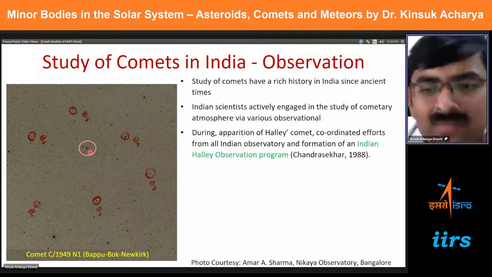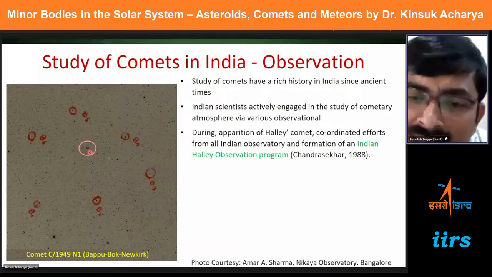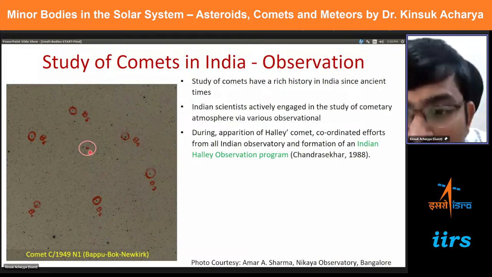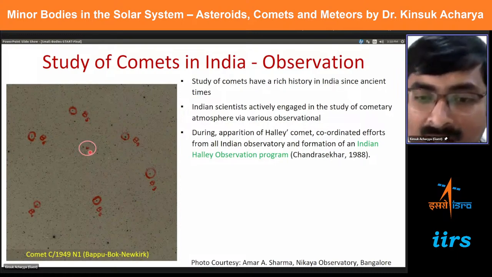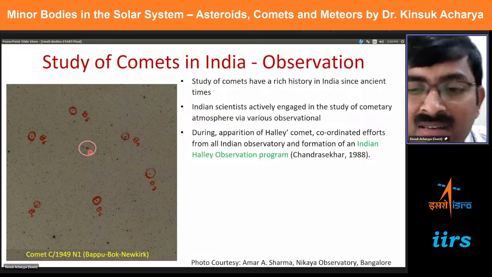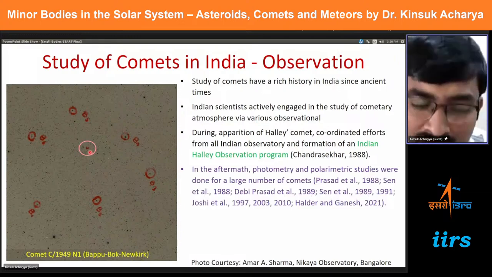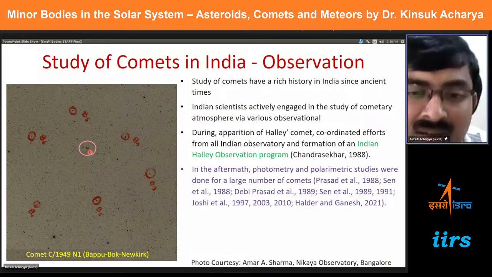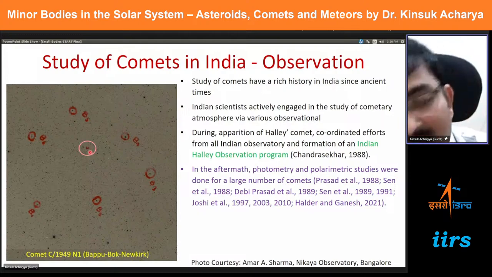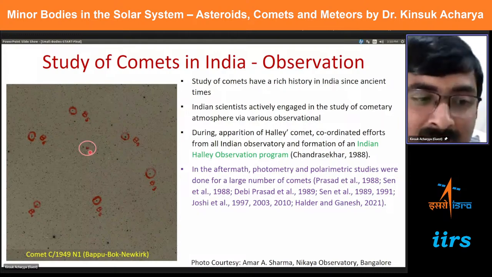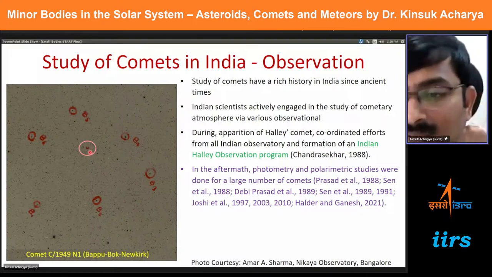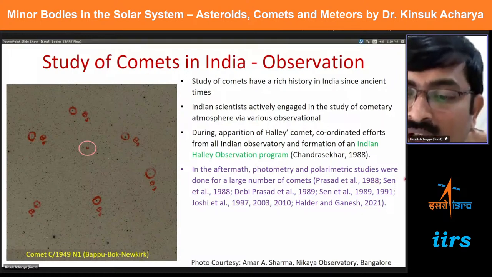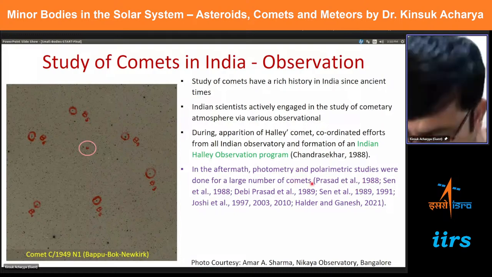And after that, during Halley's comet, in India we had a Halley observation program coordinated by Professor Chandrasekhar, with a large number of publications and a very good amount of science results. I'm not going into the individual science results due to lack of time, but you can look at some of the papers I have cited here if you want to see their contribution.